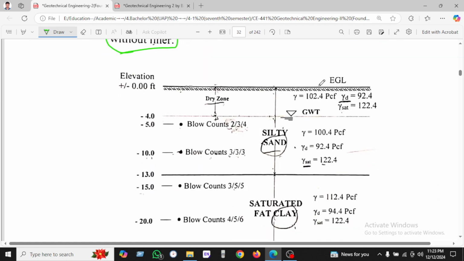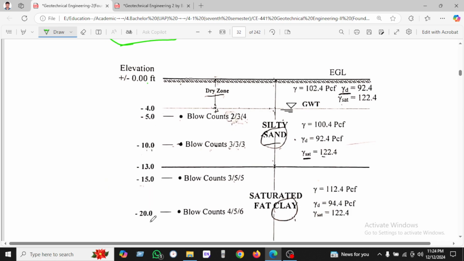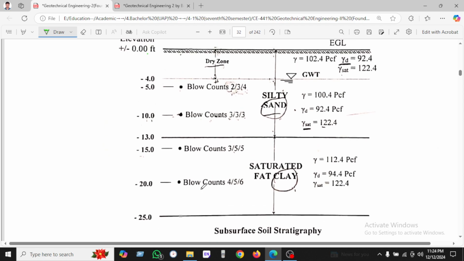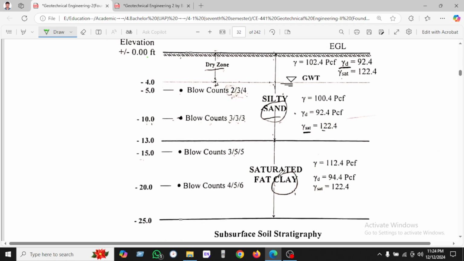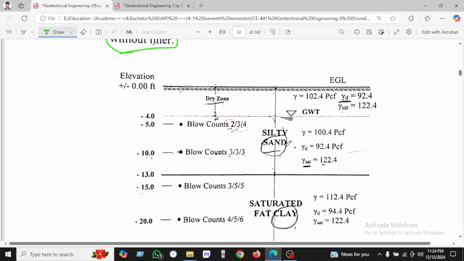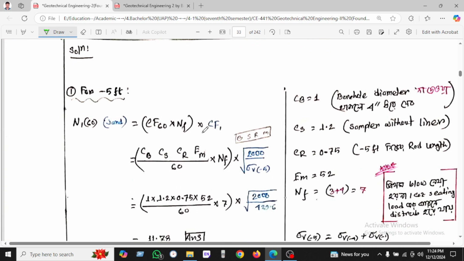So you can see here EGL, the elevation is 0, 5 feet, 4 feet, 5 feet, 10 feet, 13 feet, 15 feet, and 20, 25 feet also. The first stratum is a dry zone, the second is shale clay, and another is saturated clay. Okay, the blow counts are 2, 3, 4, 3, 3, 3, 3, 5, 5, 4, 5, 5, and the unit weights of the soil are given, dry and saturated respectively. Okay, so let's start.